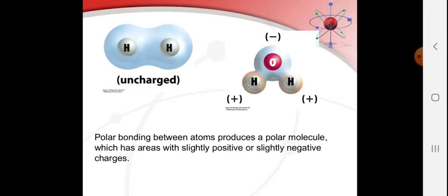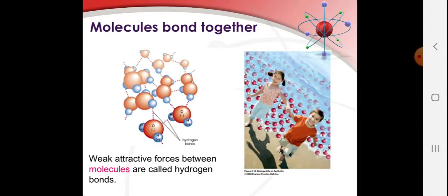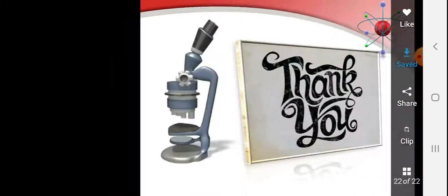Polar bonding between atoms produces polar molecules which have areas with slightly positive or slightly negative charges. Polarity. Salt dissolves in water, oil does not. Molecules bond together. Weak attractive forces between the molecules are called hydrogen bonds. Here, sugar, a polar substance, is in solution with water. Mark where the hydrogen bonds are formed. You can see the blue lines are nothing but the hydrogen bonds.